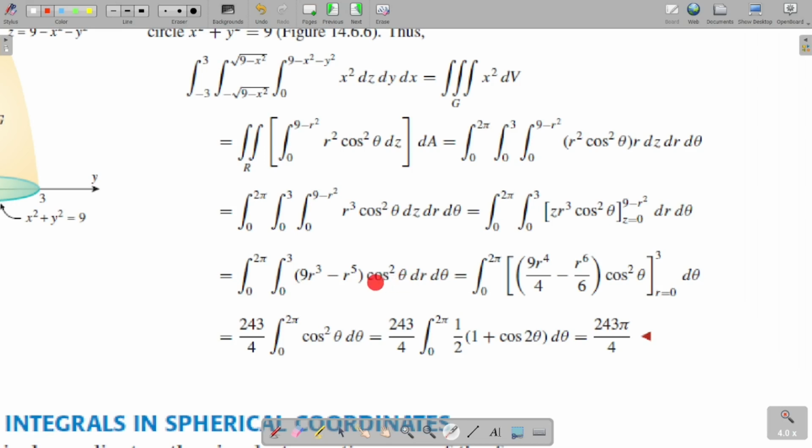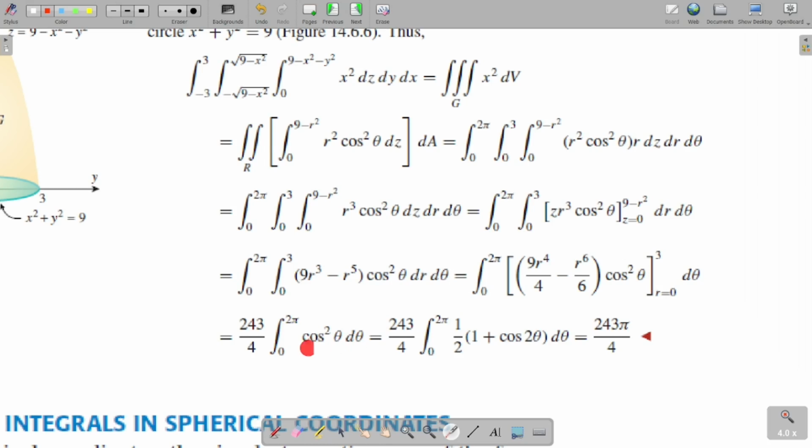Now you have to integrate this function with respect to r. So cos square theta can be considered as a constant. Integral of 9 r cube minus r raised to 5 is 9 r raised to 4 by 4 minus r raised to 6 by 6 into cos square theta, between limits r equal to 0 to 3. So apply the upper limit minus lower limit. Finally you will get an integral like this.